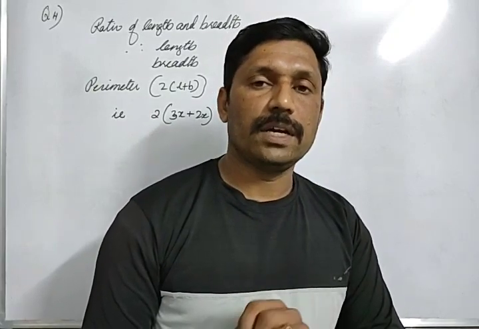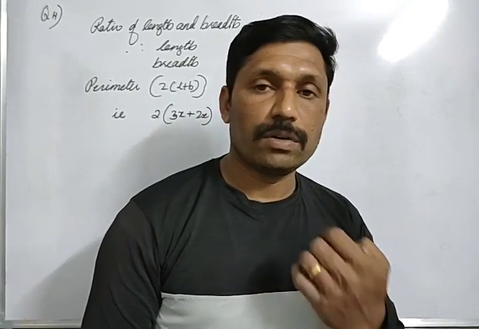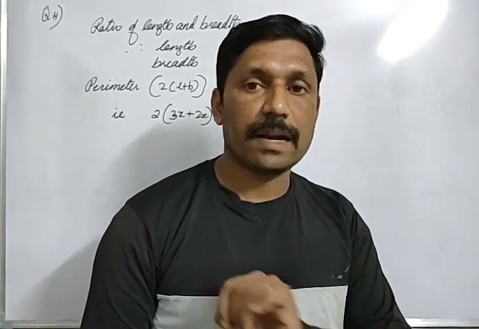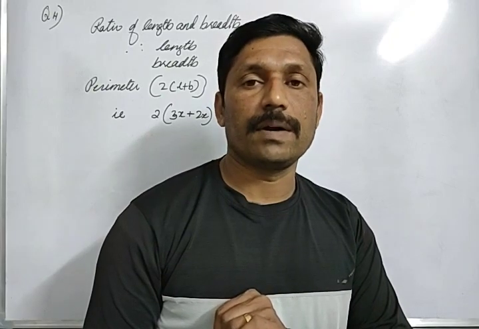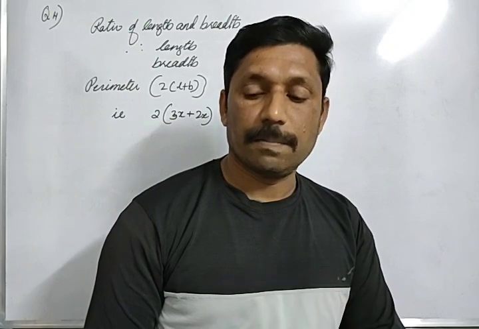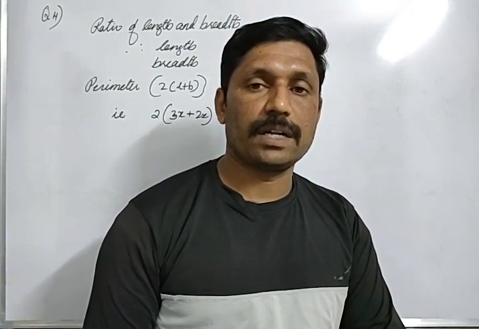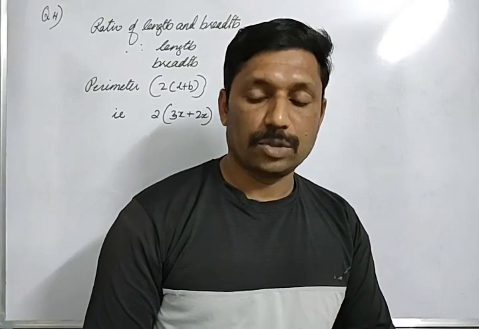So how much meter square is the area, that we want to find out. In order to find out the area, we need length and breadth, but length and breadth is not given. We have been given only the ratio of length and breadth and the perimeter. So using that perimeter and ratio of length and breadth, we can find out the actual length and breadth.